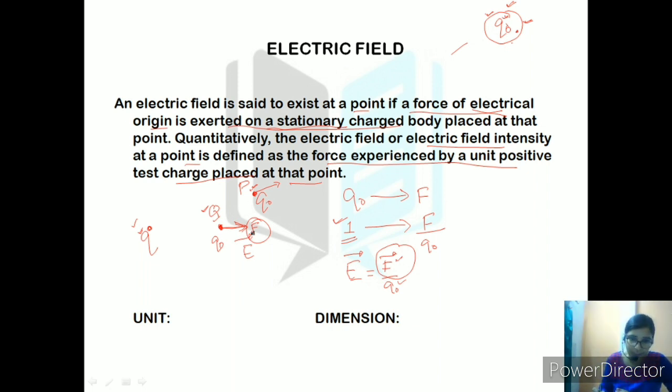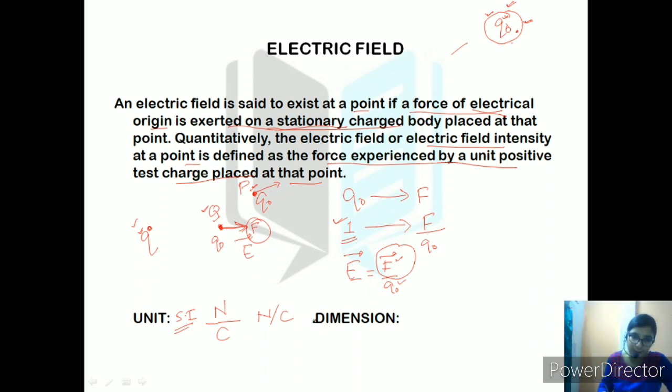Clear? Now let's see its unit. What is its SI unit? It is F by Q, right? The SI unit of force is Newton, and the SI unit of charge is Coulomb. So the SI unit of electric field intensity is Newton per Coulomb.